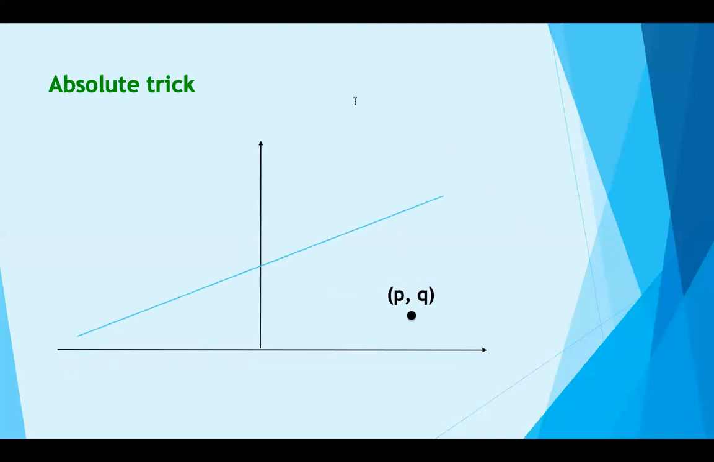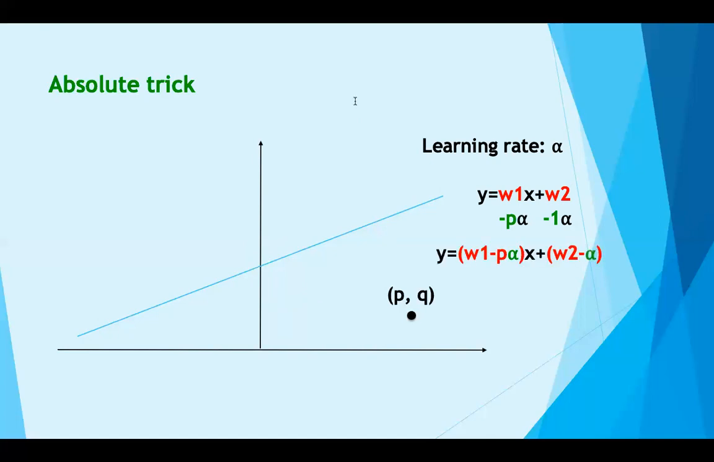So what happens if the point is not on top of the line but underneath the line? We need to do the same thing, except now instead of adding, we will subtract to get our new equation as y equals (W1 minus P alpha) x plus (W2 minus alpha). This is the new equation here, where the slope will be W1 minus P alpha and the y-intercept will be W2 minus alpha.